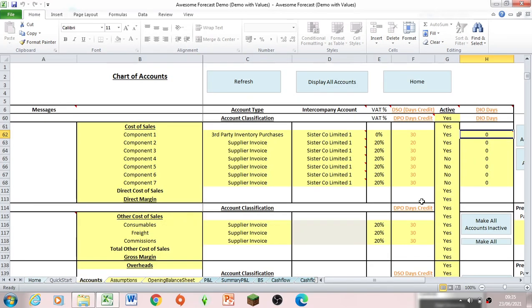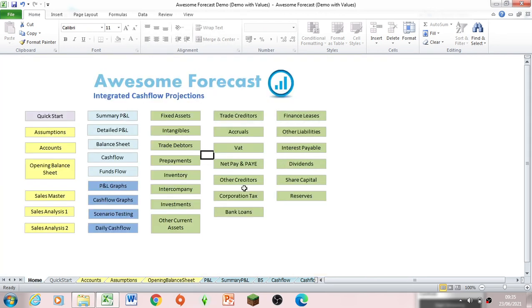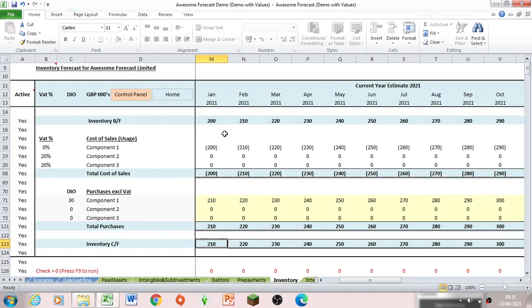Now if we go back and this time we say we hold 30 days worth of stock, and therefore we would have some opening stock in our balance sheet, so I'm just going to enter that in there. And now going back to the inventory page, we can see we start the year with 200. In the month we sell 200. Now this time our purchases are looking 30 days ahead, so we buy enough for the next month's worth of sales, which is 210, which means we carry forward stock of 210, which is 30 days worth of stock expected to cover the next month.